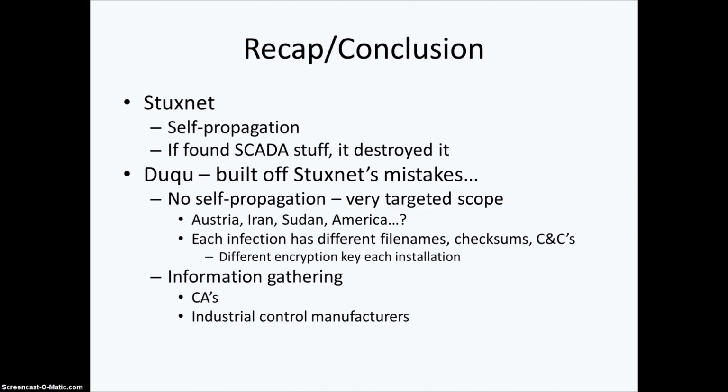Duqu was primarily intended for information gathering, and its two main targets ended up actually being certificate authorities, so you can imagine that would be useful down the road, right? If they're able to steal certificates, they can sign malware and bypass a lot of Windows security controls. And they also infected a number of industrial control manufacturers.